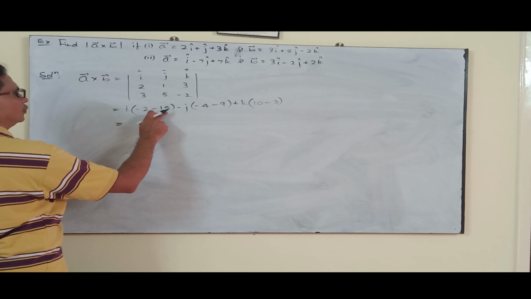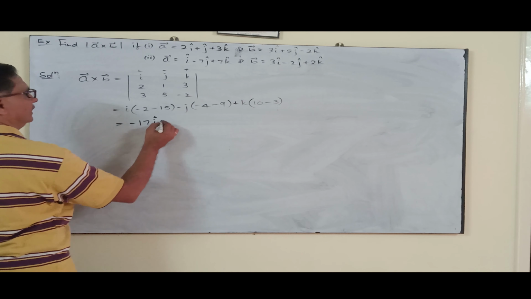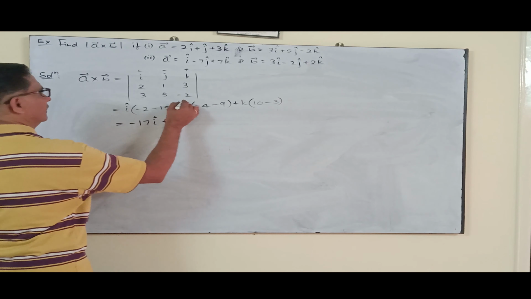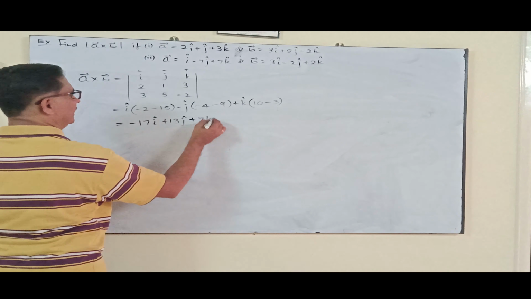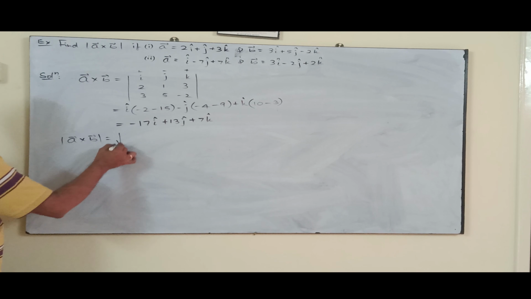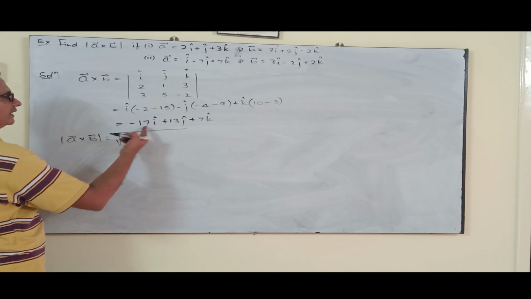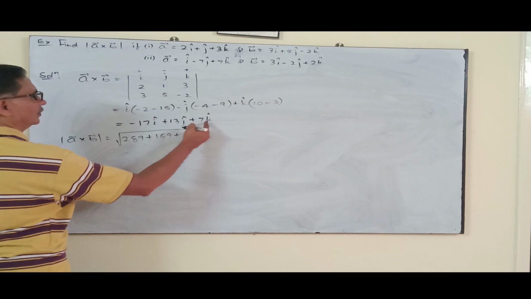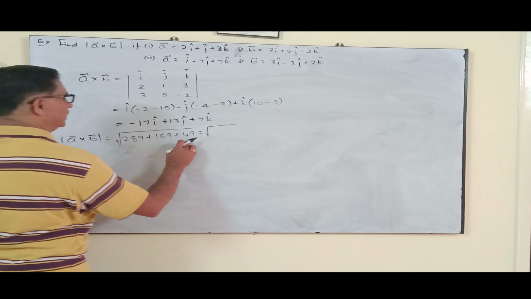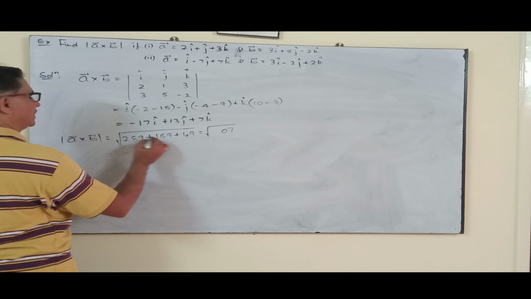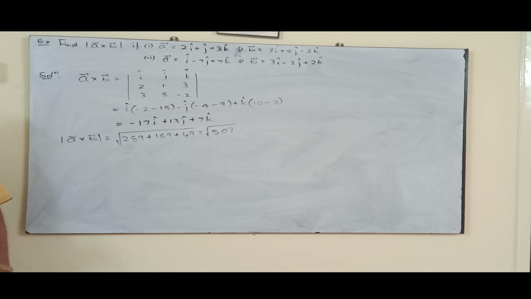that equals minus 2 minus 15, minus 17i, minus 4 minus 9, minus 13, minus into minus plus 13j, 10 minus 3, plus 7k. This is A cross B. Now the question: find the magnitude of A cross B. Magnitude is under root of coefficient of i, minus 17, minus 17 square 289, coefficient of j, 13 square 169, coefficient of k, 7 square 49. How much? 9 plus 9 is 18 plus 9 is 27, carry 2; 6 plus 8 is 14... the total is 507. Root 507, correct?